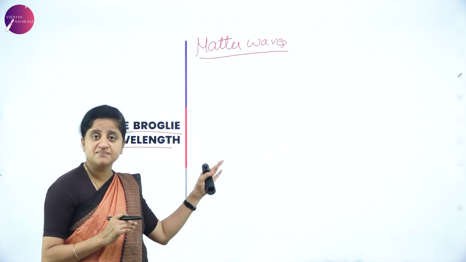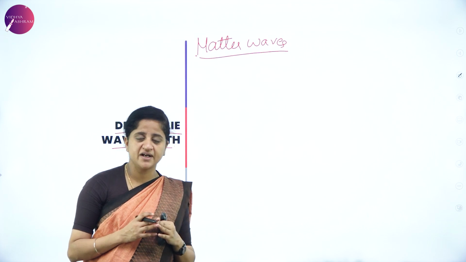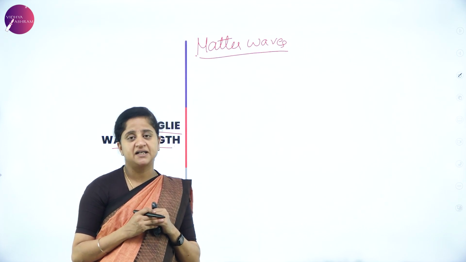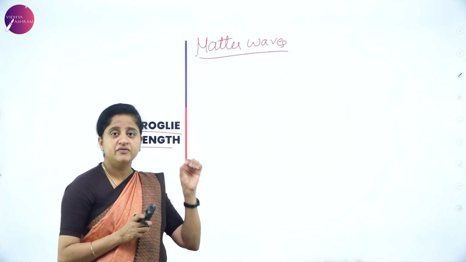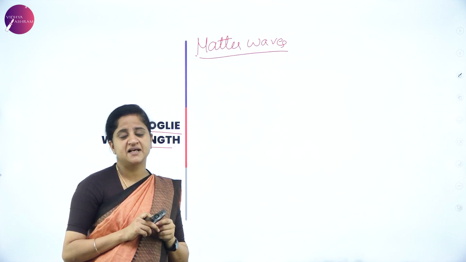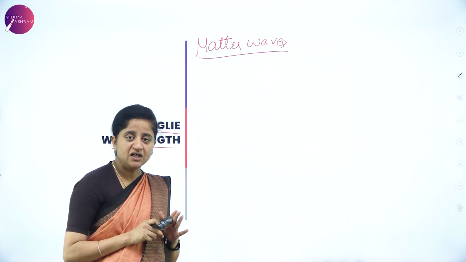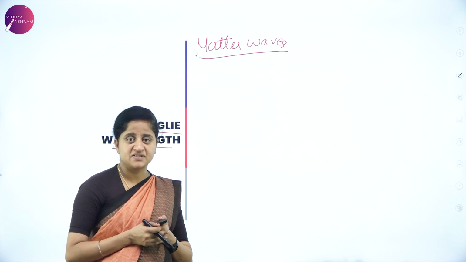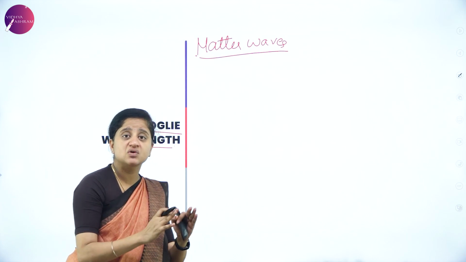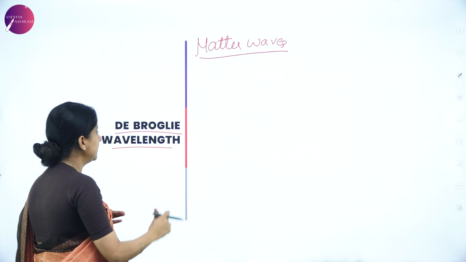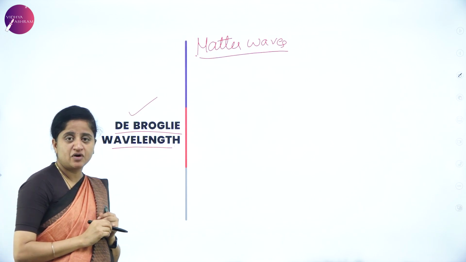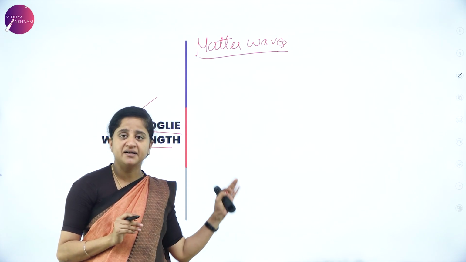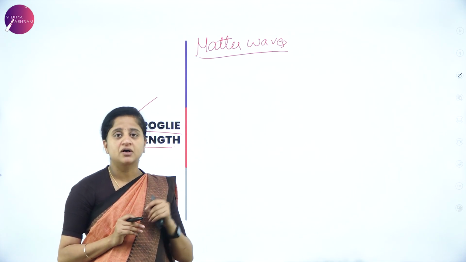He concluded this by taking into consideration the dual nature of light, that is, sometimes light behaves like a wave, sometimes light behaves like a particle. So if this is true, then the moving material particle should also show dual nature, and he called the waves associated with moving material particles matter waves. The wavelength associated with moving material particles, or we can say the wavelength associated with the matter waves, is called the de Broglie wavelength.